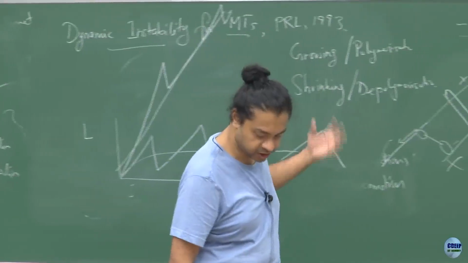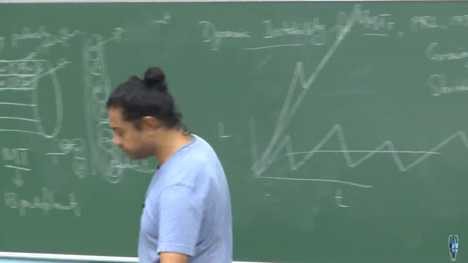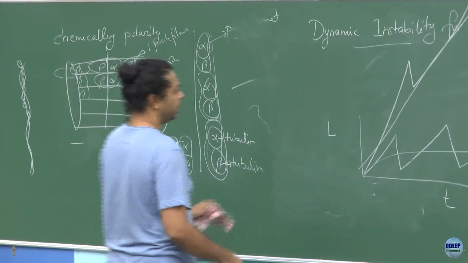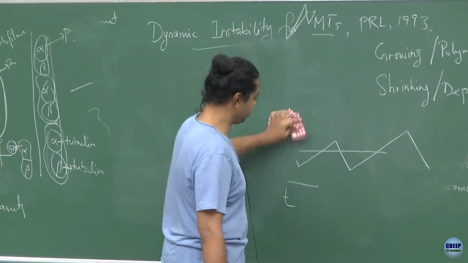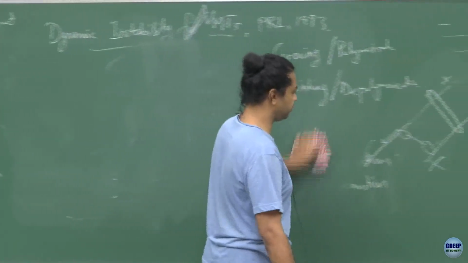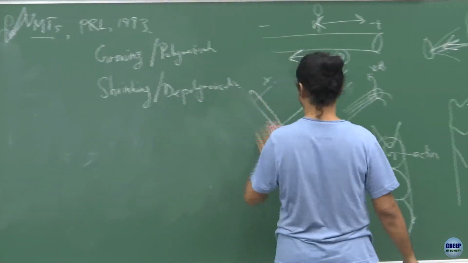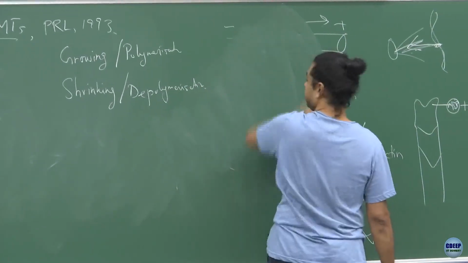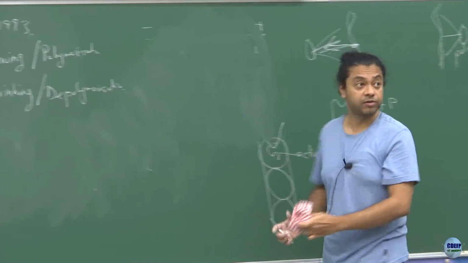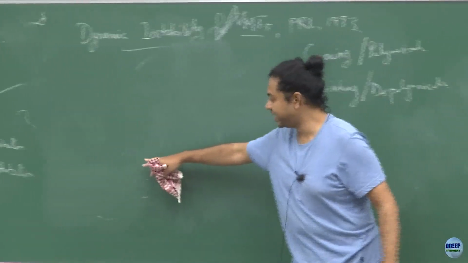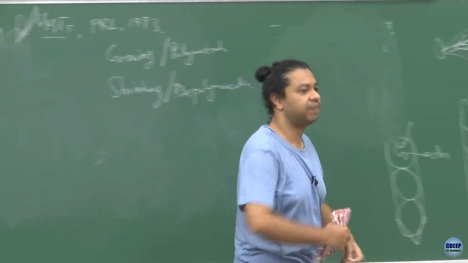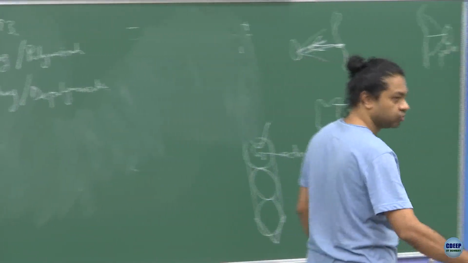So this is called bounded growth versus unbounded growth. And what this model tried to understand is when would I get bounded growth versus unbounded growth, using a very simple physical picture. Bounded means the average length is finite, and unbounded means the length continues to grow with time.